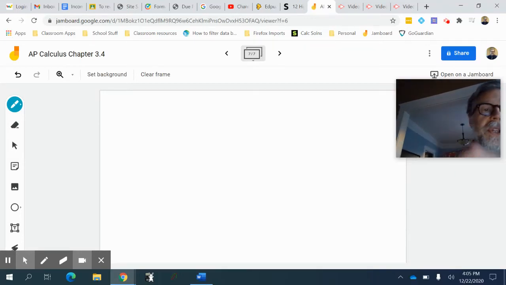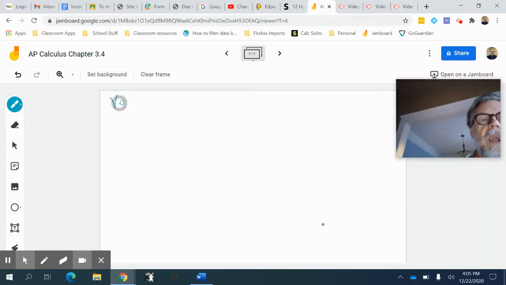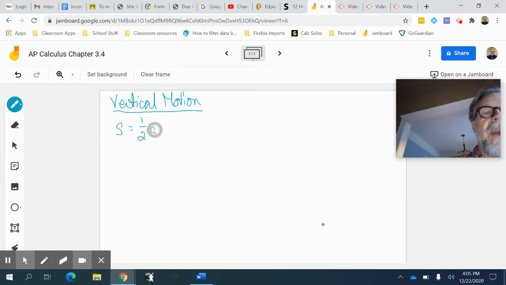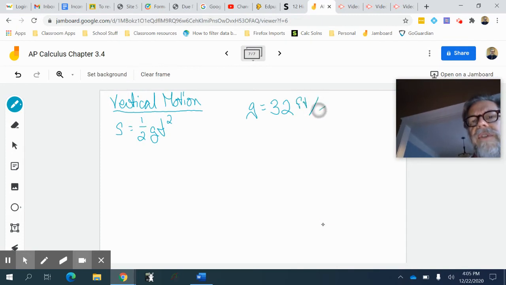All right, let's talk about vertical motion. And of course, the most fun part of math, which is modeling things, because after all, that's why we do math. So, a couple things we need to know. First of all, position in a gravitational field is 1/2 the gravitational constant times the amount of elapsed time squared. On Earth, in free fall, the gravitational constant is 32 feet per second squared.